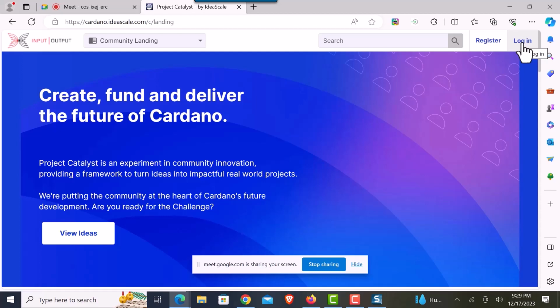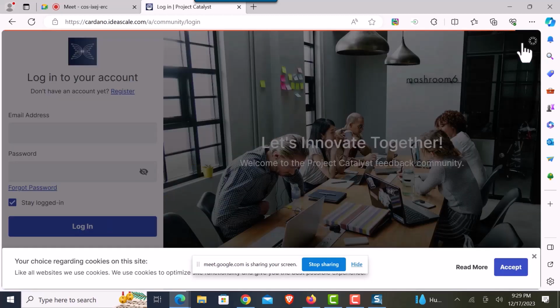Yes, so as we all know, Fund 11 is ongoing. We just ended Fund 10, so we're in Fund 11 now. The current activity is proposal assessment, and I want to believe each and every one of us is set for this phase of activity in Fund 11. So I'll just log into my account and then we'll take it from there.